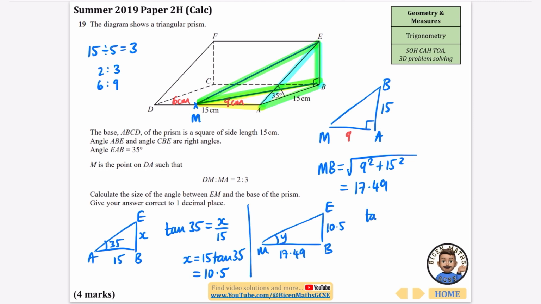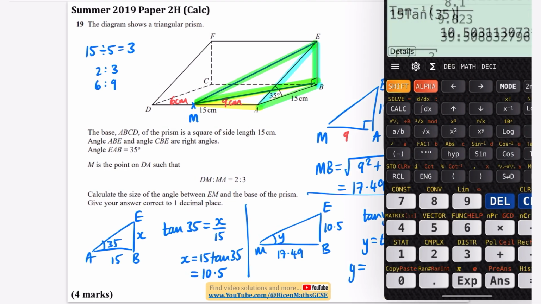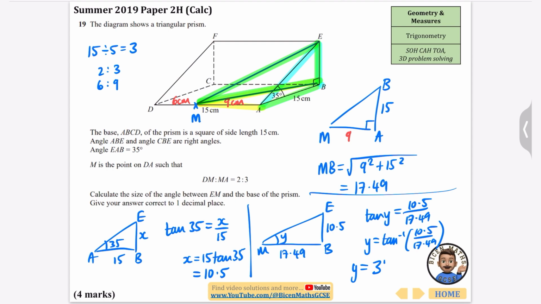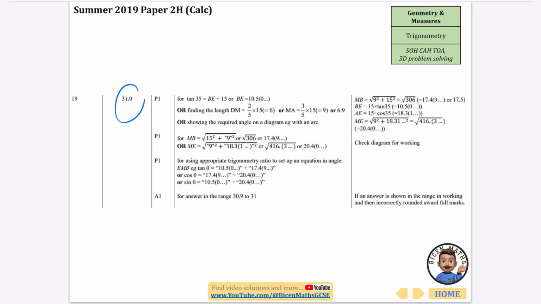So I know that tan Y is the opposite over the adjacent, which means that Y is the inverse tan of that. So I'll put that on my calculator, and hopefully that's going to give us the right answer. So it's 10.5 over 17.49. The inverse tan of 10.5 over 17.49. And to one decimal place, actually that's going to round up to 31.0. So this is 31.0 degrees. Let's hope this is right. Yep, there is the 31.0.